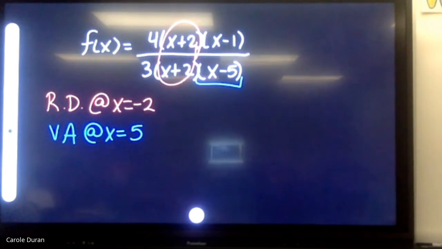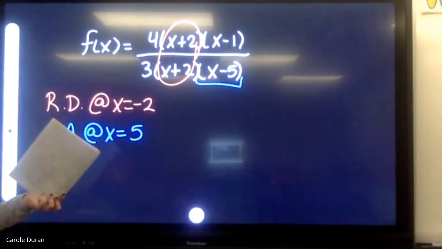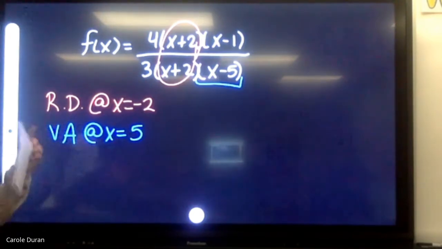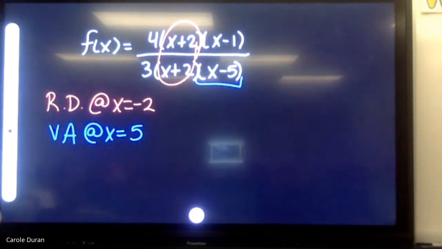Which one do I have here, horizontal or oblique? Horizontal. How do I know? I don't have this in standard form, so how do I identify the degree of each of these? Because there's the same amount of x's. The number of x's correlates to the degree. So I have 2 x's in my numerator and 2 x's in my denominator, which means each of these is a degree 2 polynomial. Since they are the same, I know it's horizontal. And that horizontal asymptote is going to be what over what? 4/3. Leading coefficient over leading coefficient, which here is 4/3.